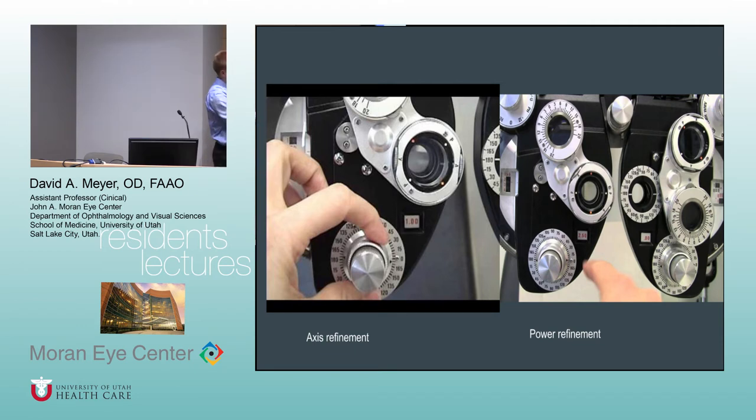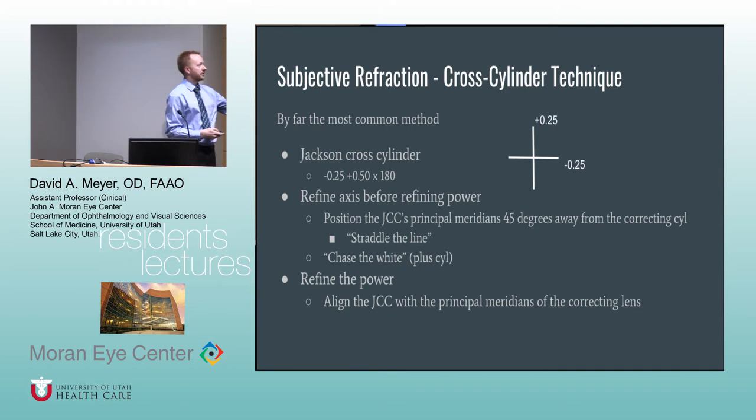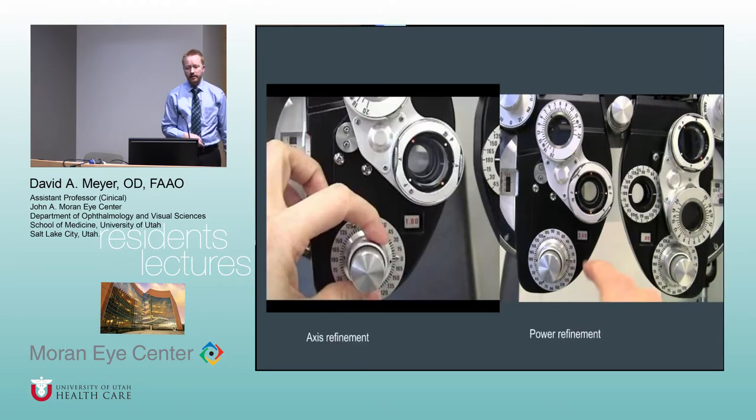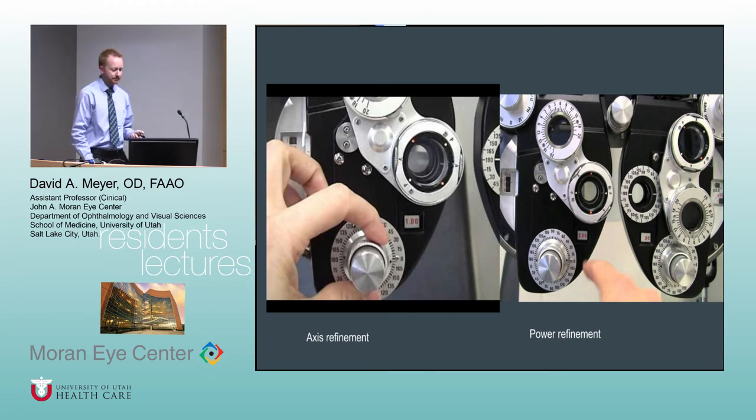Now, refining the power is the other one. Basically, you align the JCC with the principal meridian of the correcting lens. So you say, okay, now that we know roughly where the axis is, we're going to see how much power is in the cylinder. You see the white here, and that's parallel with the axis, and you've got the red here, perpendicular. You keep chasing that white. If they like the white, you keep adding more power. And you guys have all done that before, right?